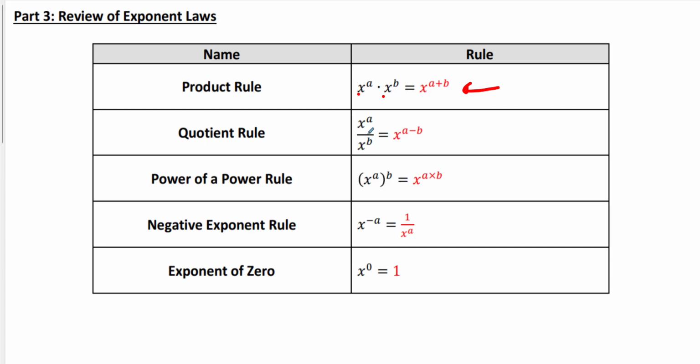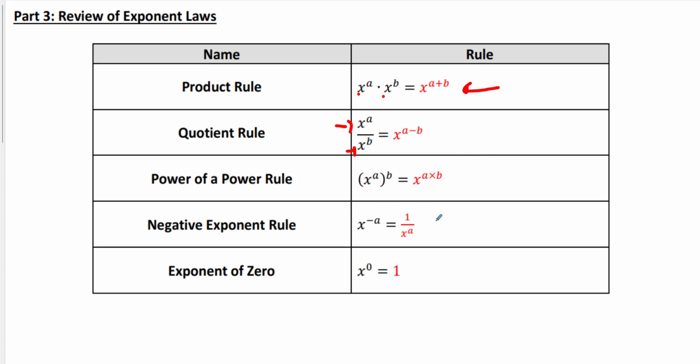Same thing with the quotient rule. If you're dividing two values where the base value is the same, then the bottom exponent is subtracted from the top exponent, a minus b. That's how you can combine them into a single term. Power of a power rule is when you have a bracket with exponents outside that bracket and inside that bracket. So you just multiply those two exponents.